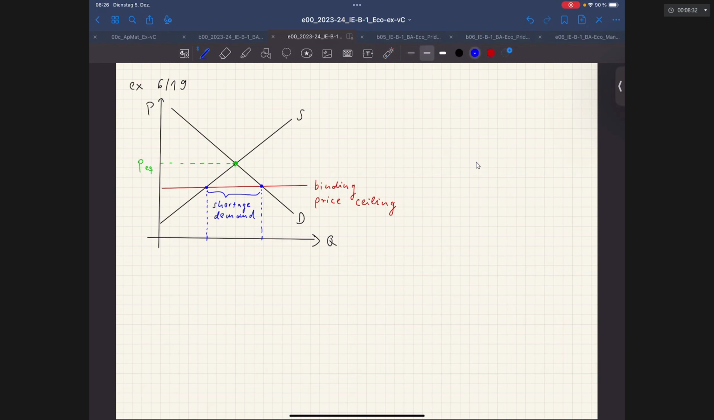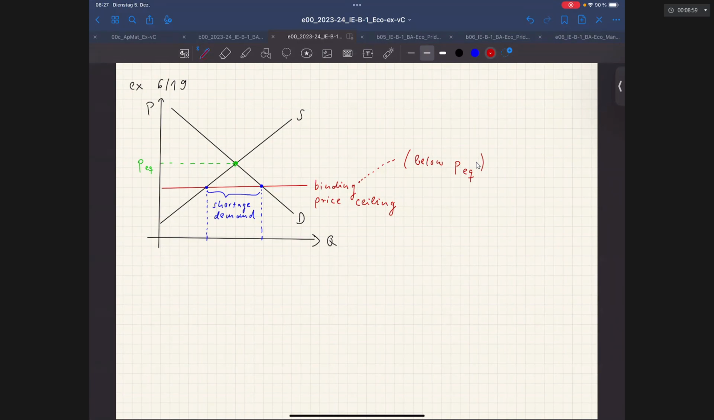Okay, maybe you can do your own comments there, let's say in red here, binding. Especially for binding, it has to be below the equilibrium price, EQ. That's the first question I had in mind for today.